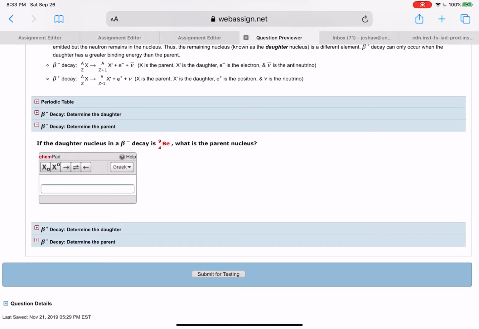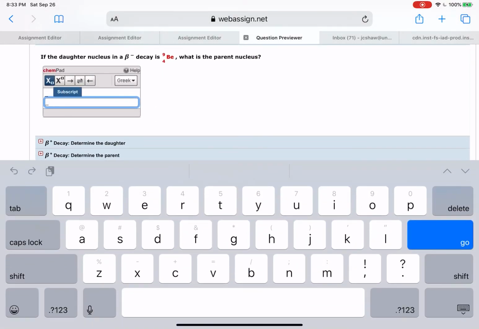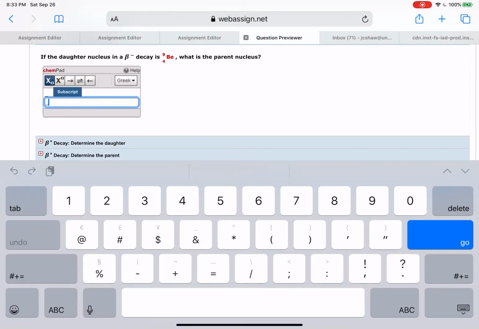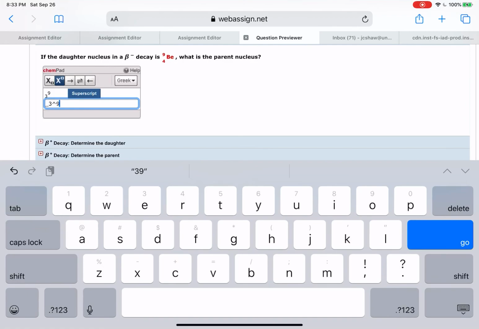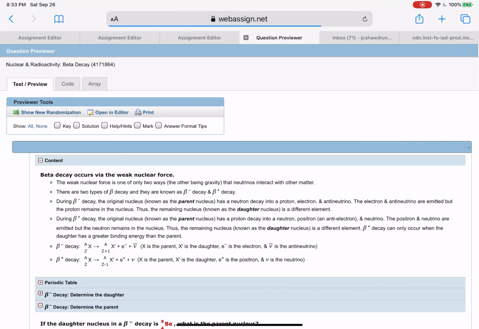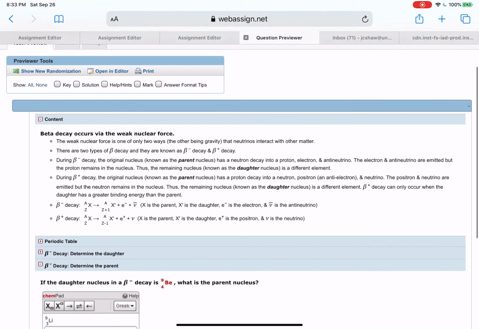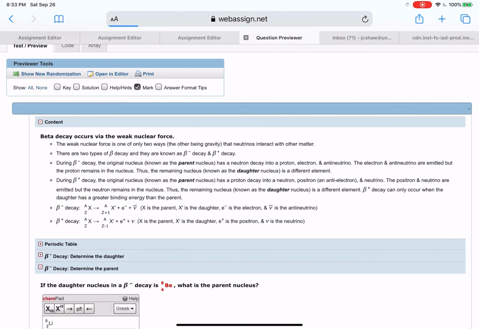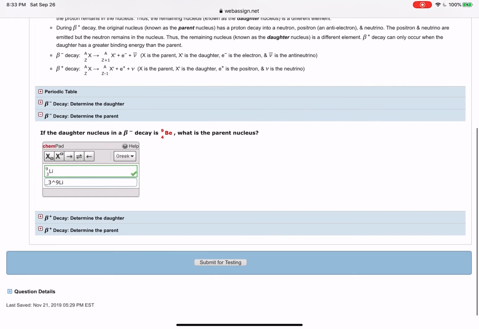So here's how you put it into Webassign. You need to make use of the subscript and superscript. It shouldn't matter what order you do them in. So let's see, we got lithium 9. So that's the subscript. Then I'll hit the superscript tool, lithium 9, and then I'll just type in that I'm doing lithium. And then I just go ahead and submit. Let's see if I forgot to have the mark show there. There we go. And that's correct.